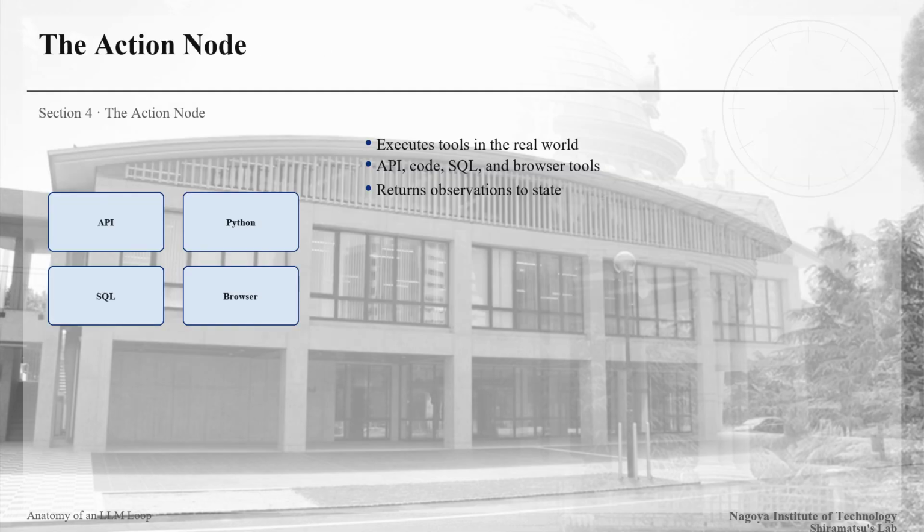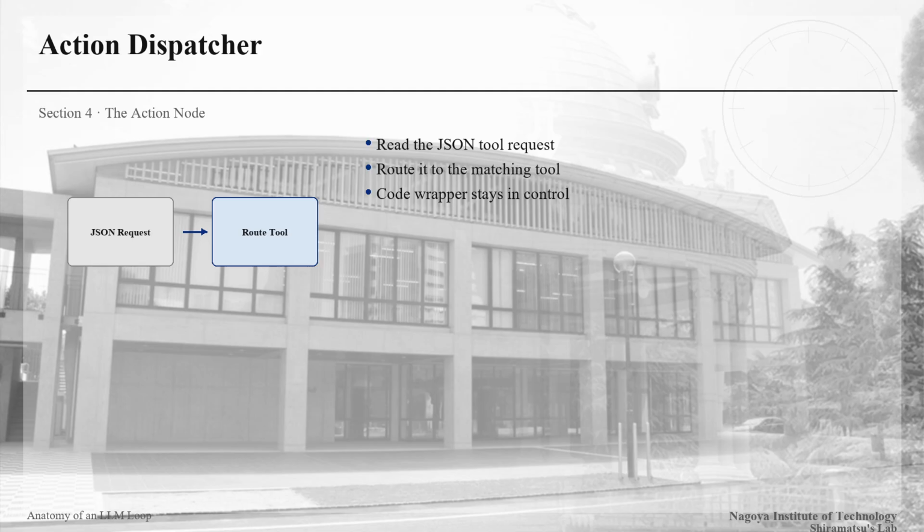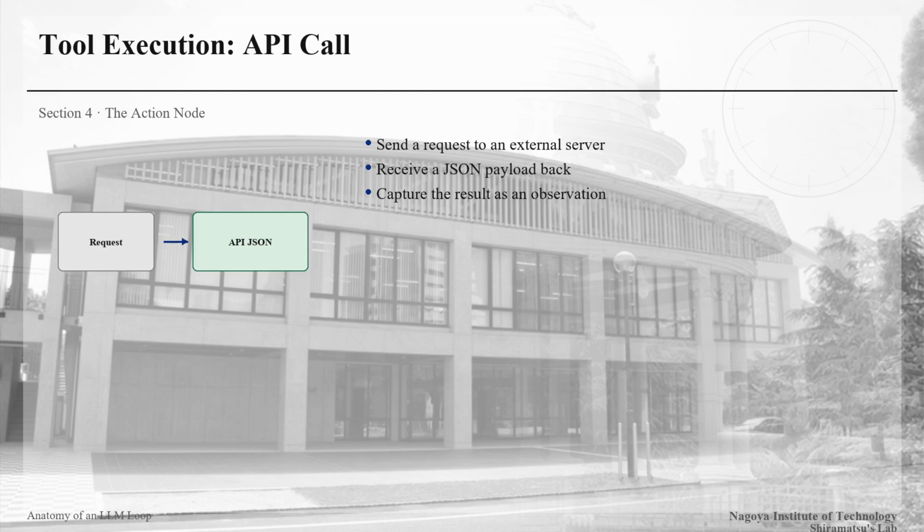Section 4 covers the action node, which executes tools such as APIs, code runners, databases, and browsers. A dispatcher reads the JSON tool request from the generator and routes it to the matching execution tool. One common action is an API call, such as requesting weather data and receiving JSON back.